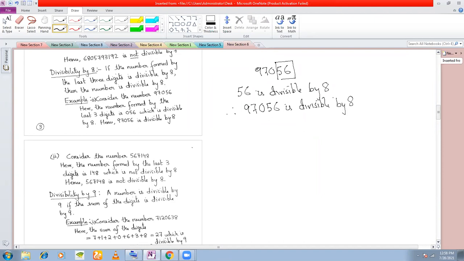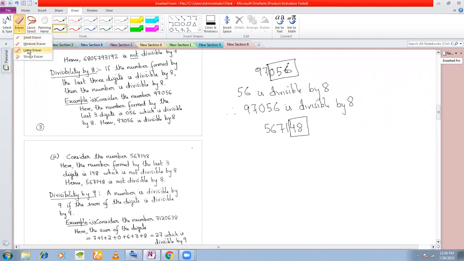Consider this number. How to check whether this is divisible by 8? Again, take the last 3 digits. In fact, why am I taking the last 2? I have to take the last 3 digits here.